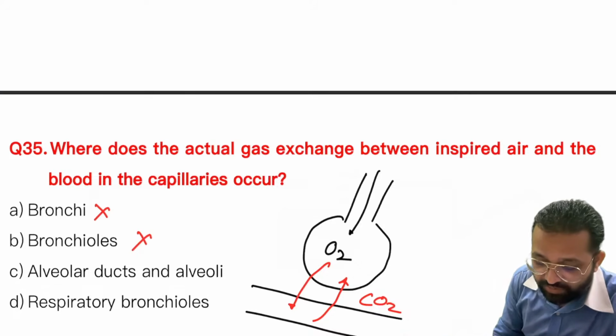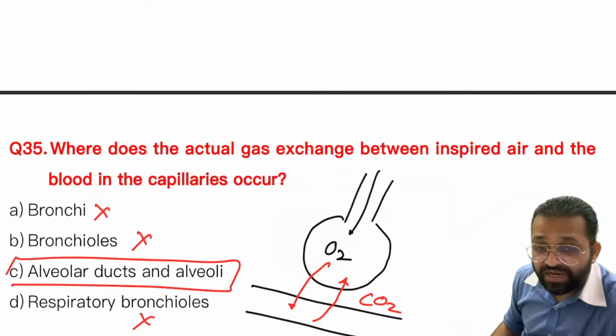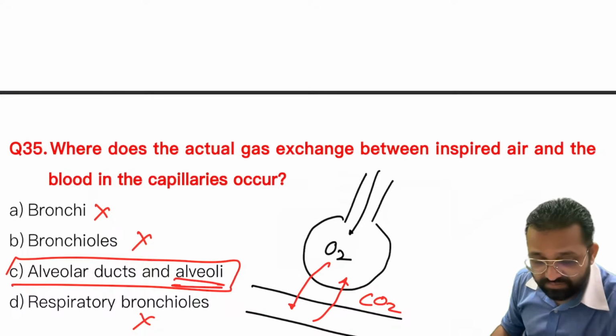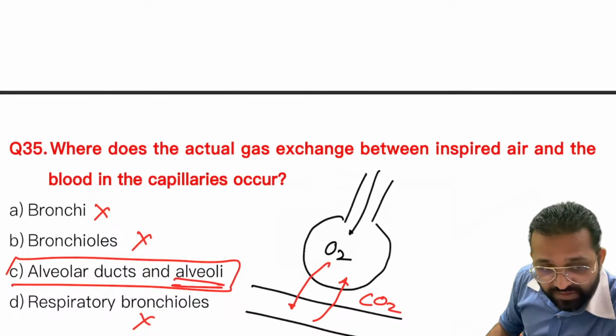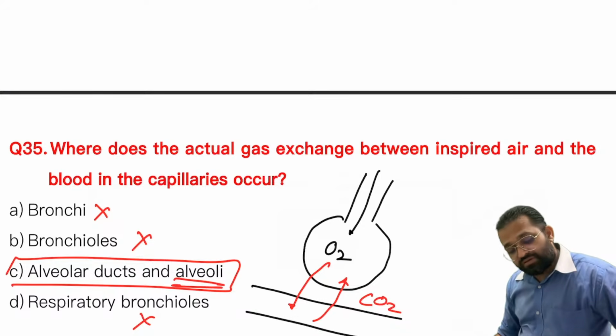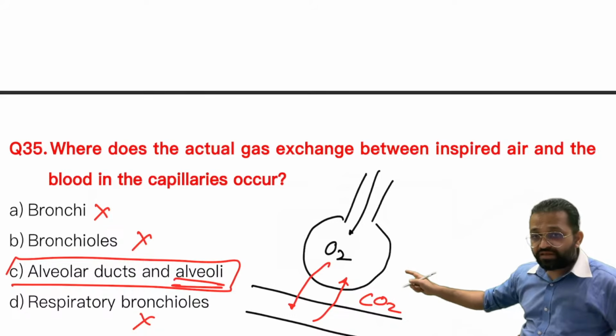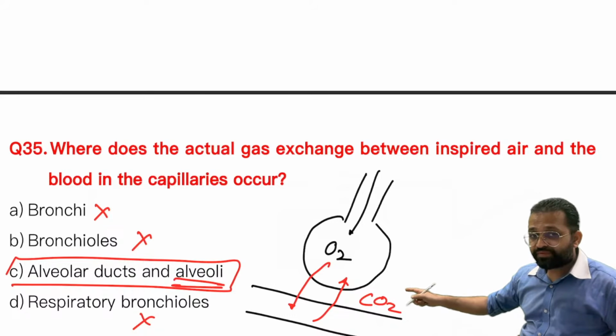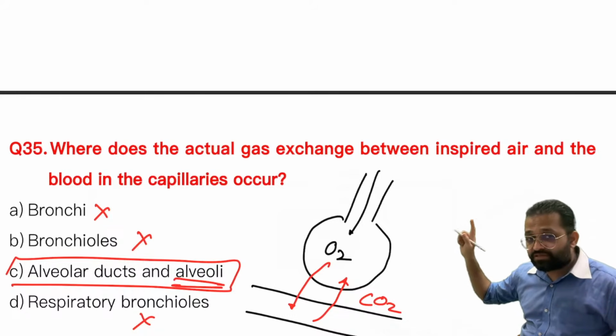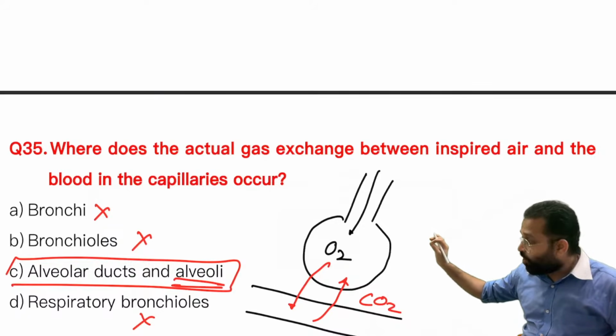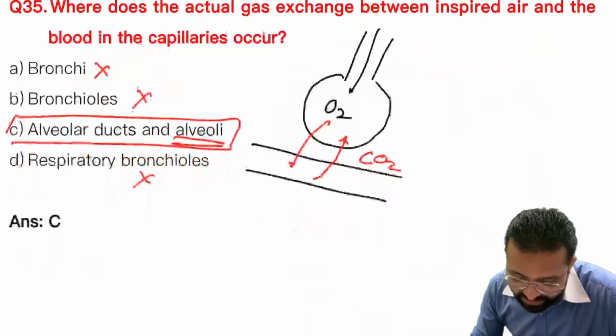Neither the bronchi nor the bronchioles. Respiratory bronchioles are also not the correct answer. The best answer is alveolar duct and the alveoli. Alveoli is the best. Okay. So the respiratory unit starts from the respiratory bronchiole, but the best answer is the alveoli. So here the best answer you will opt for is C. Come to the next.